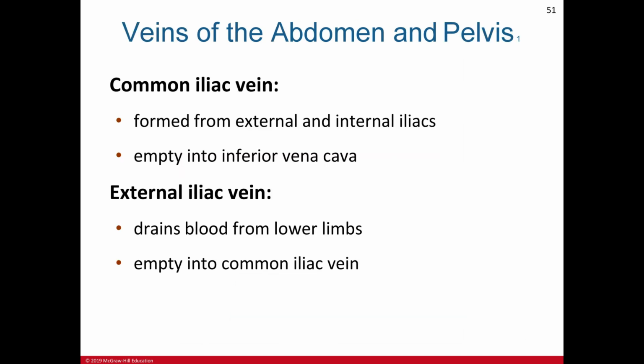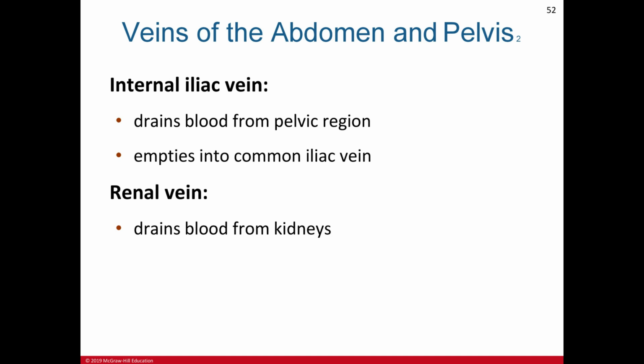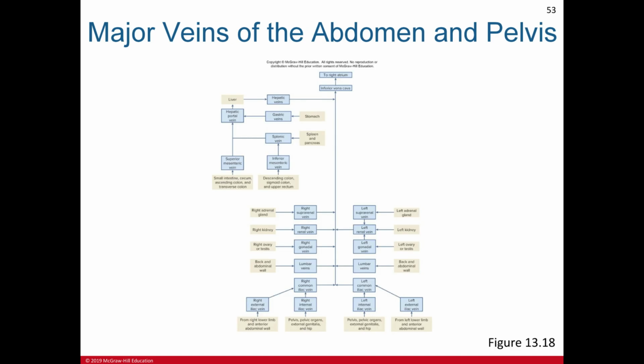Similar to the arteries, we also have right and left common iliac veins. Again, each right and left common iliac vein is divided into an external iliac and internal iliac vein. Here is a brief summary of how the major veins of the abdomen and pelvis contribute to the blood that flows from your inferior vena cava to your heart.